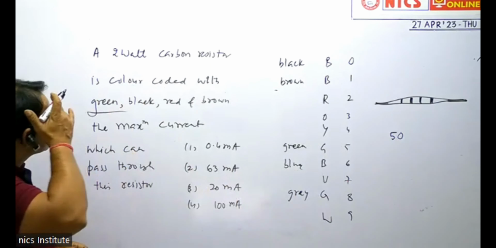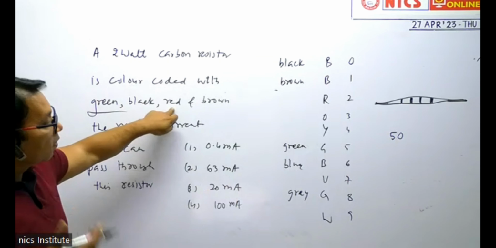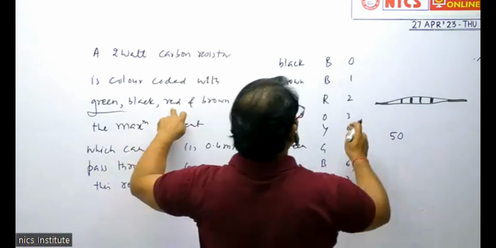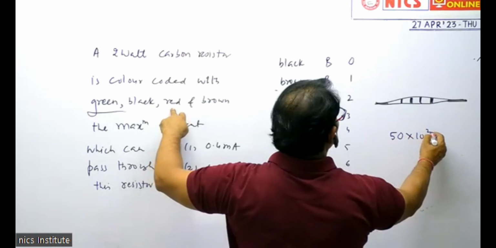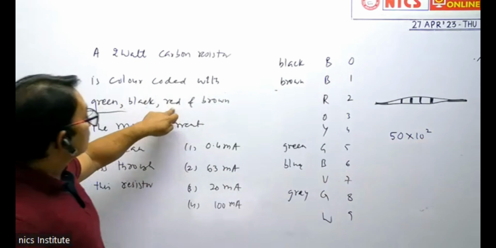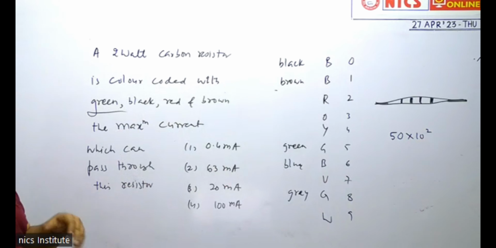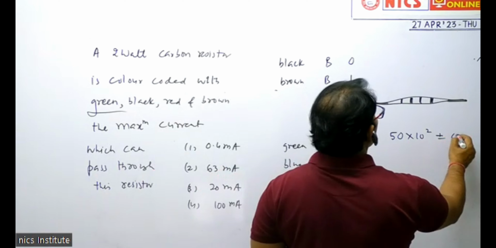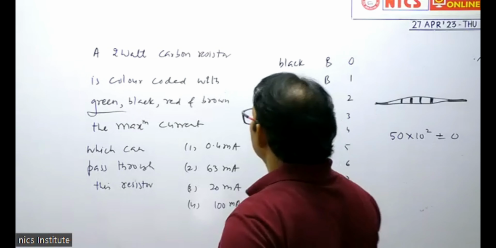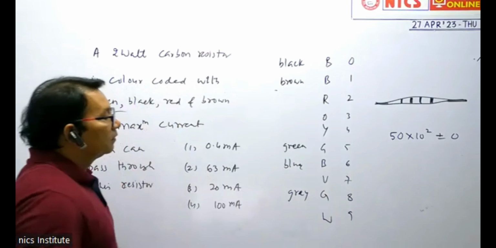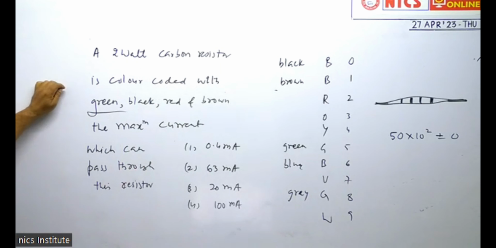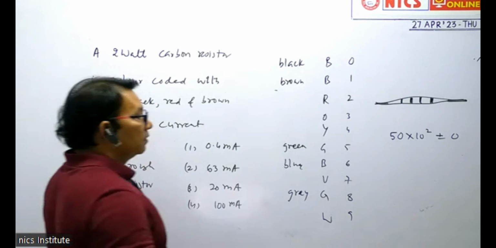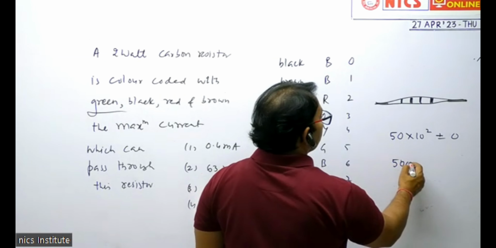And the third one is the number of zeros. Red is how much? 2. The number of zeros would be 2. And then the last one, the brown, will basically be the percentage error. Generally, the last color is silver or gold or no color, but they have given brown. Anyways, so the resistance is 5000 ohm.